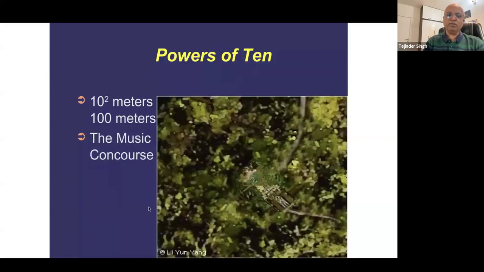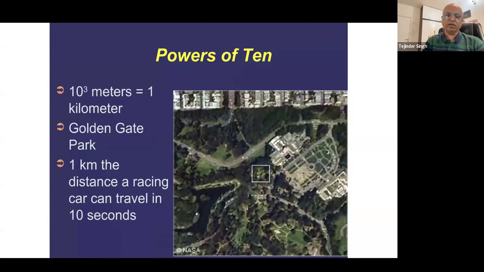Okay, so now this box is 100 meters by 100 meters, which is same as 10 to the power 2. And the person is in the middle. Always the person in the park is in the middle. We cannot see him now because he's very far. But here is the person in the park, and here is the larger view of the park. Now let's make it even bigger.